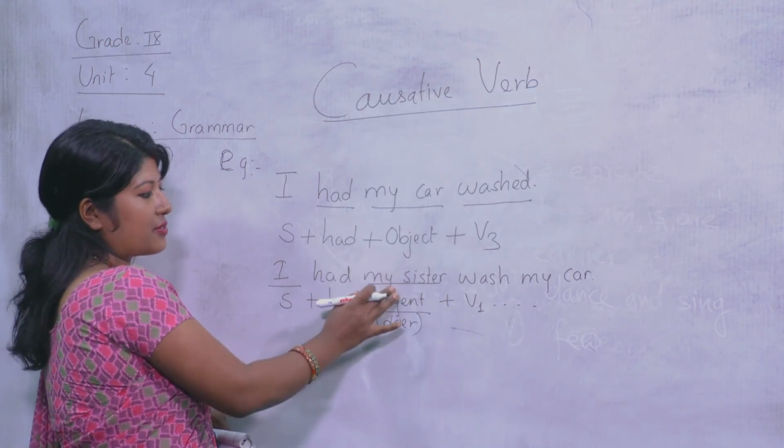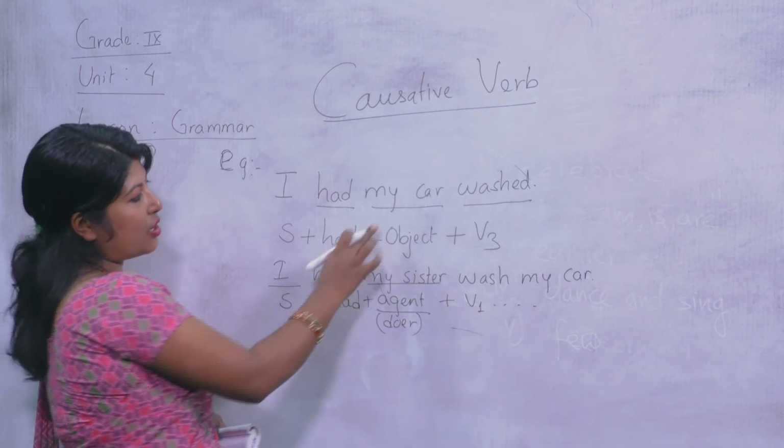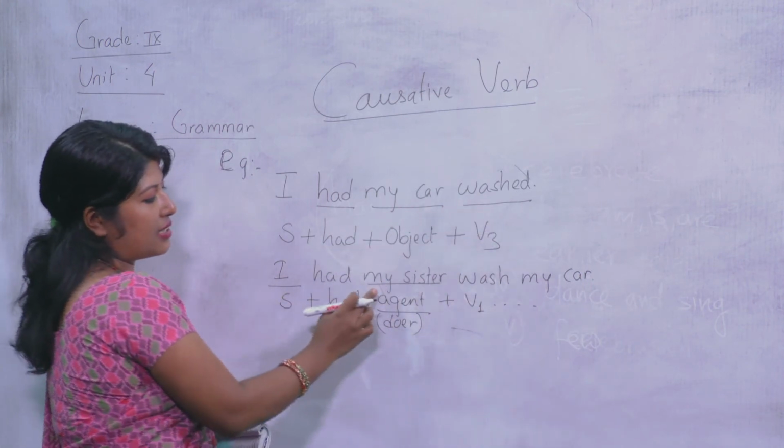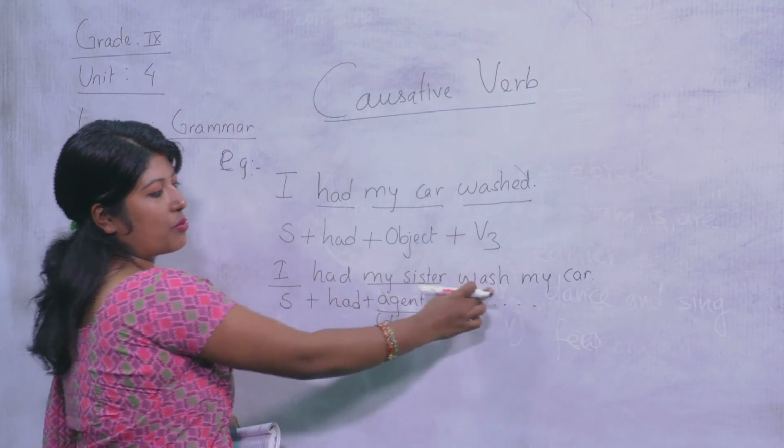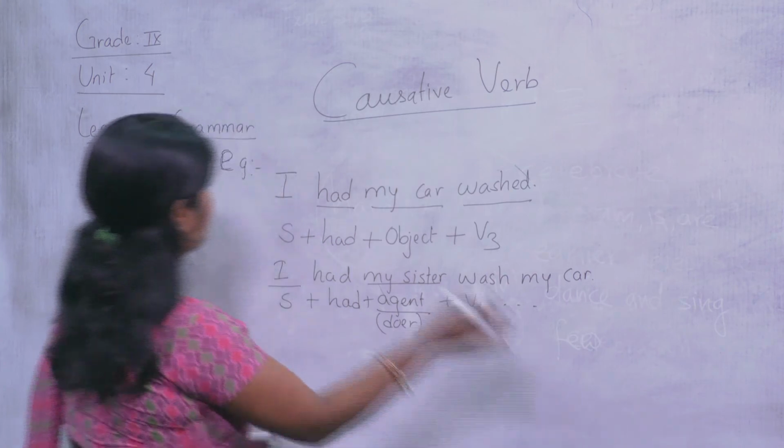If the object comes first, washed. If the doer is there, wash only. Right? Okay, let's go to another example.